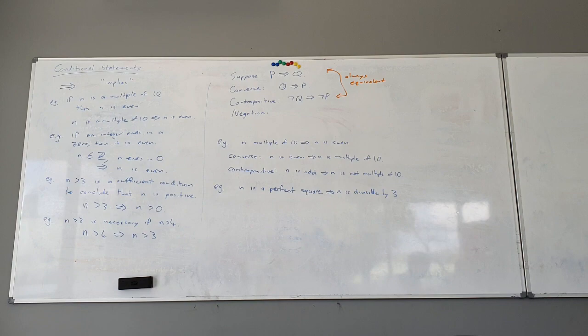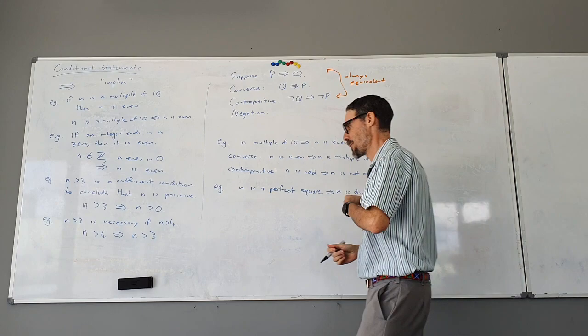Is that statement true or false? False. I can think of many perfect squares. In fact, every perfect square except 9 is not divisible by 3. So this statement is false.